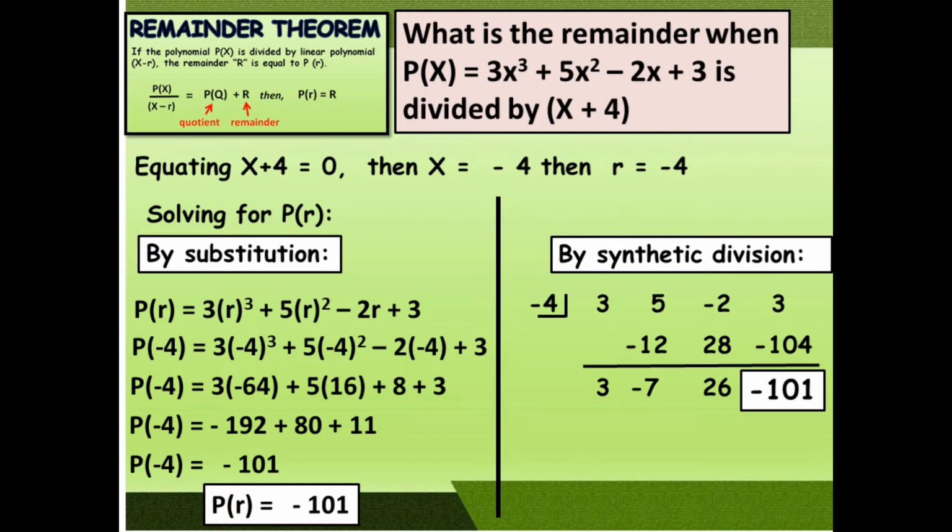Is equal now to negative 101. So the remainder is equal to negative 101. So it is also equal to the value of P of r, which is also equal to negative 101. So they have the same answer.